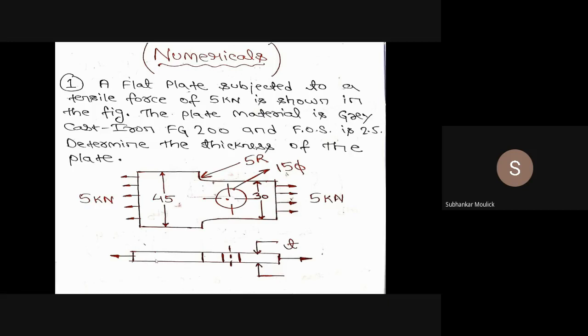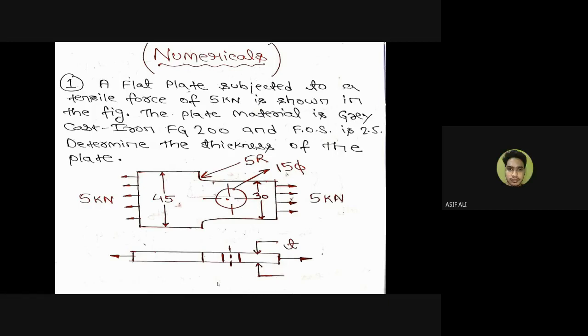Out of these two regions, the fillet region as well as this whole region, you have to see in which region stress is maximum, because as a design engineer I will be designing for the maximum stress condition. Then I have to equate that maximum stress value with the permissible stress value of the problem. If I equate these two equations, I will get the value of the thickness of the plate. Is the concept clear, how we will be solving this problem?